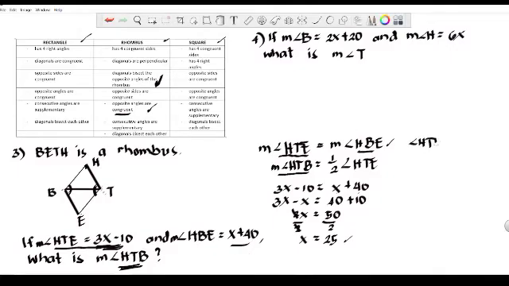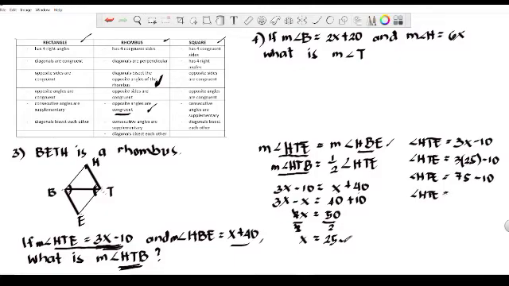So angle HTE is equal to 3x minus 10. Substitute the value of x, which is 25. So we will have angle HTE is equal to 3 times 25 minus 10. That is equal to 75 minus 10, so angle HTE is equal to 65.